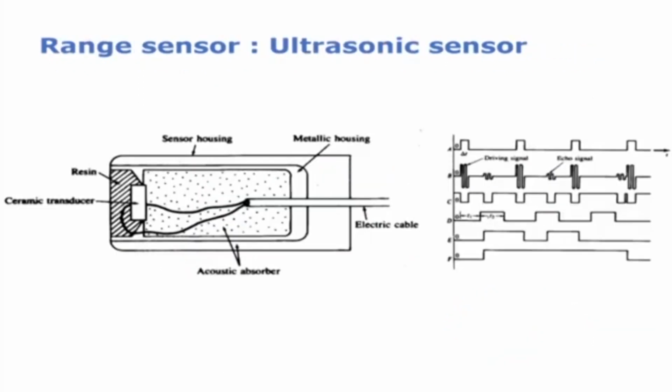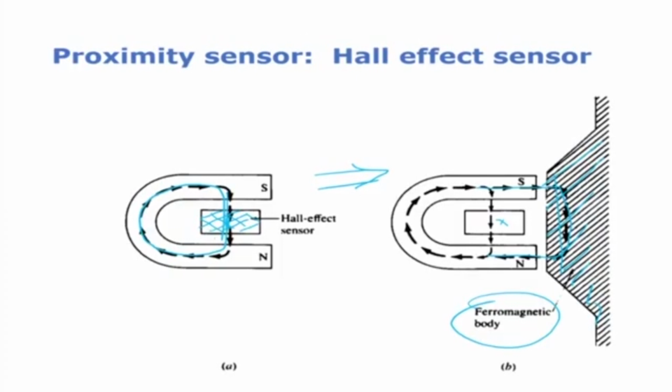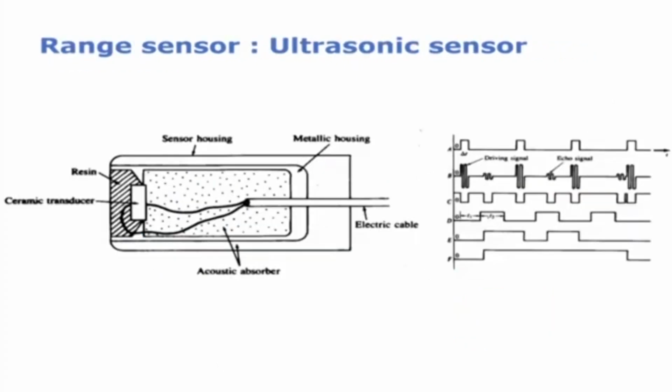Another sensor which is commonly used is the ultrasonic sensor. The ultrasonic sensor is used again for sensing if there is something in front. And the working principle is very, very simple.